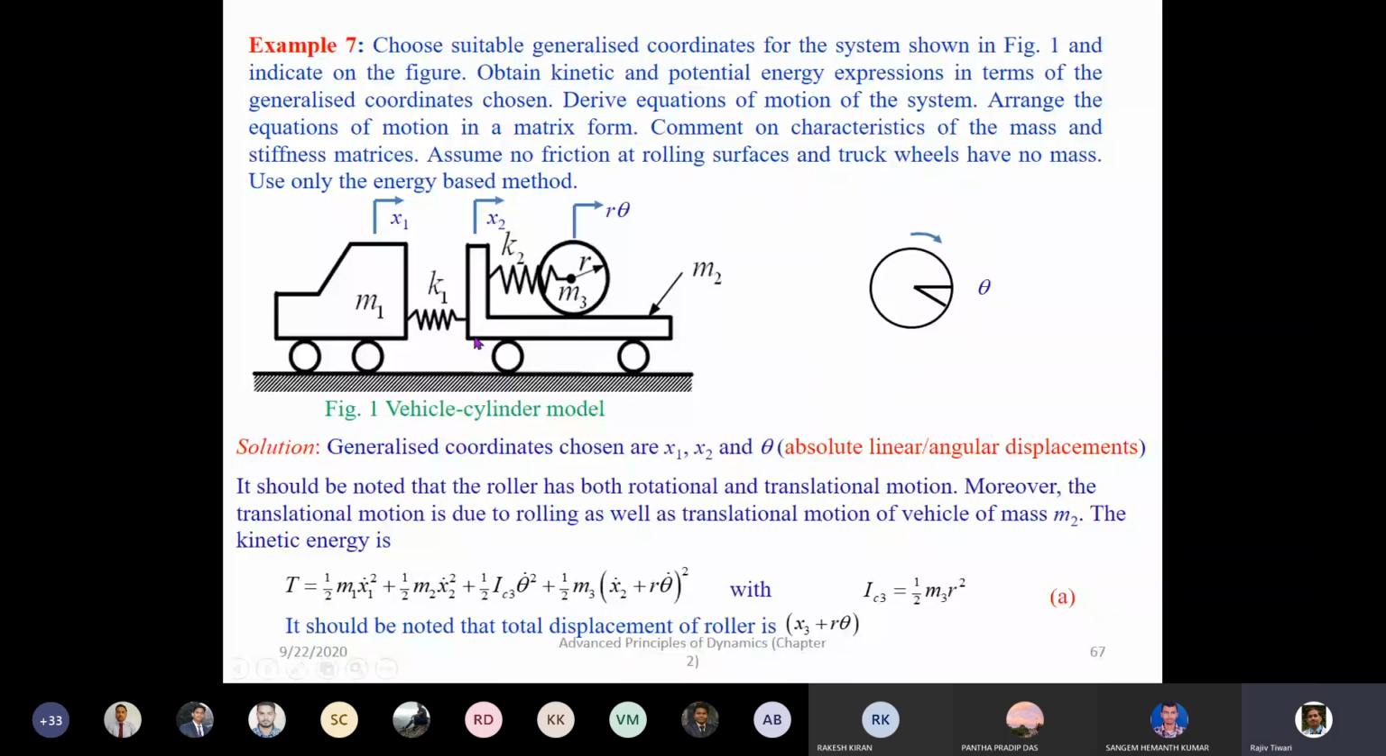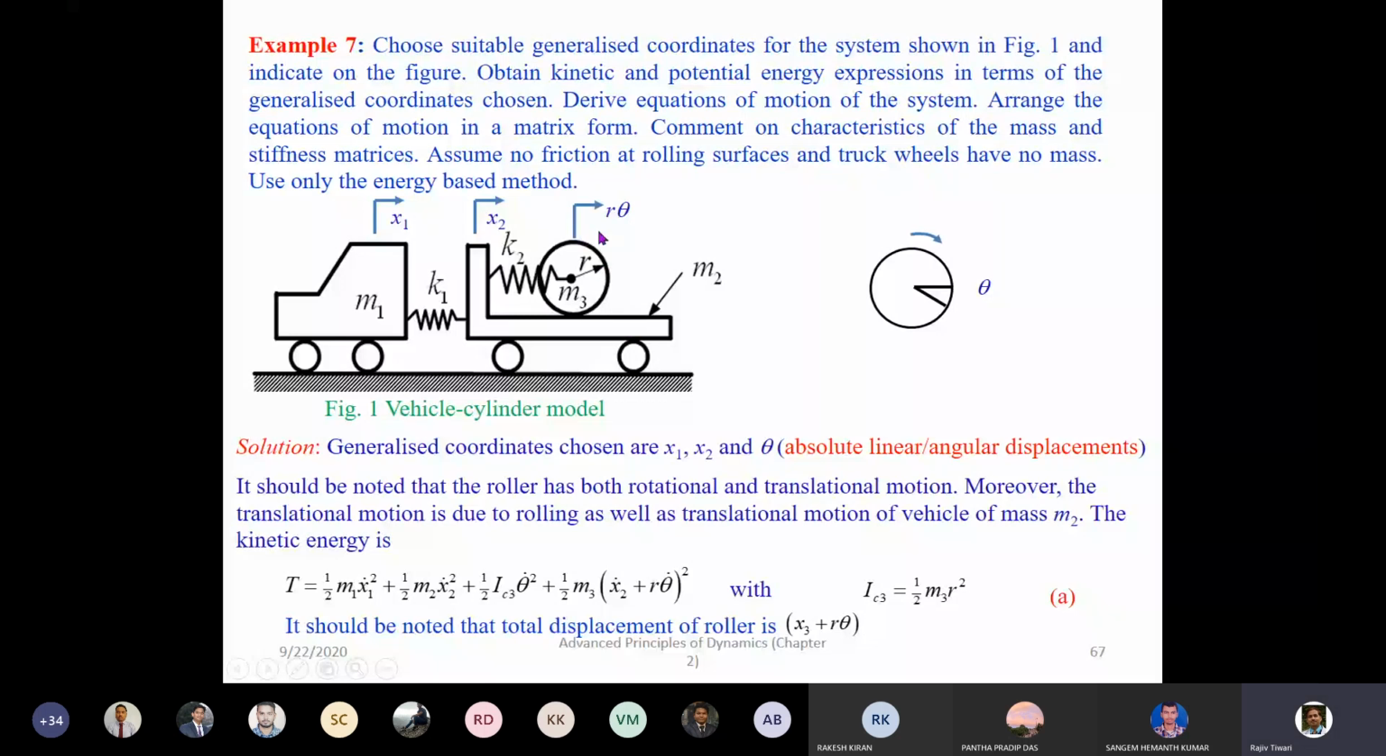So the first step will be to obtain the kinetic energy and the potential energy of the system. The kinetic energy for the mass m1, because it can have only linear motion, is simple: half m1 x1 dot square. The trolley also can have only linear motion, so half m2 x2 dot square. This is the kinetic energy for the trolley.